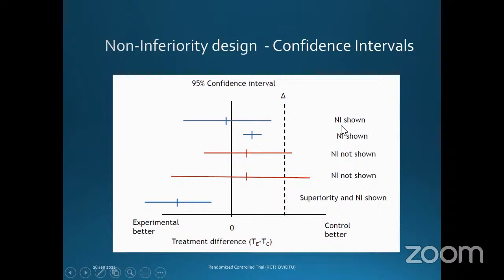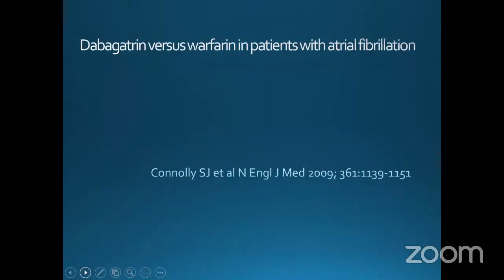This is shown, and non-inferiority is shown here because it is less than this borderline. Non-inferiority is shown here. Here it is crossing this border, so this is not shown. This is also not shown. Here both superiority and non-inferiority are shown. That's how the treatment difference is read. This is the borderline. This is the non-inferiority margin, 1.25 in this particular study.